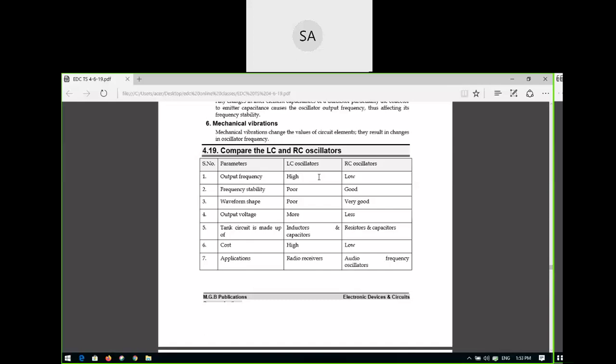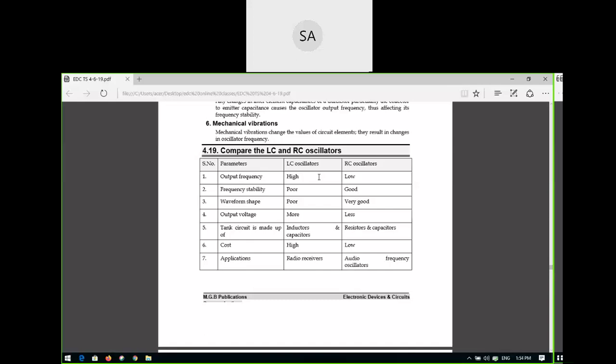And the tank circuit is made up of L and C, inductor and capacitor. So the RC oscillator is made up of R and C. So is it clear? Which one is high? The cost is high in the LC oscillator, because it is bulky in size. That is the reason it is expensive. And RC oscillators are less expensive.